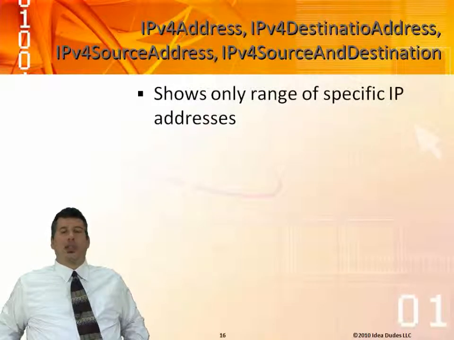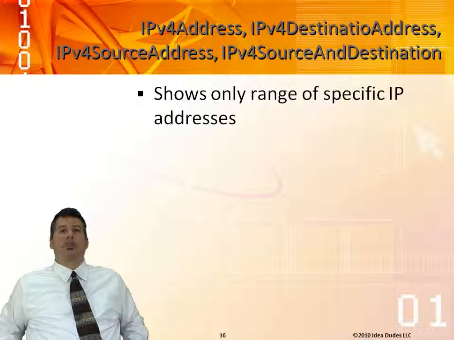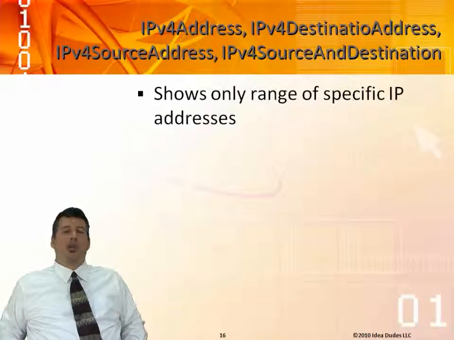IP version 4 address, IP version 4 destination address, source and destination. This shows only a range of specific IP addresses. So you can put in the only IP addresses that I want to look for.